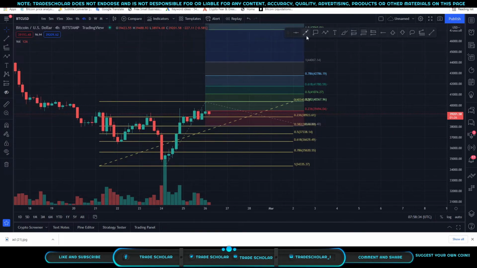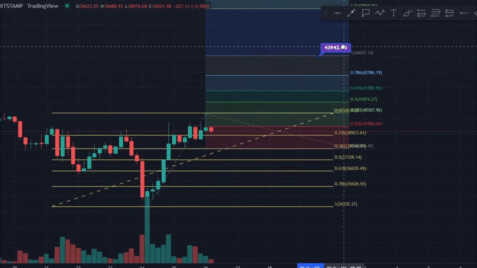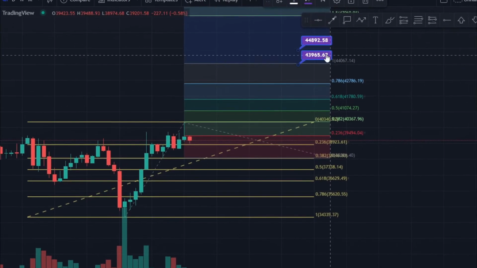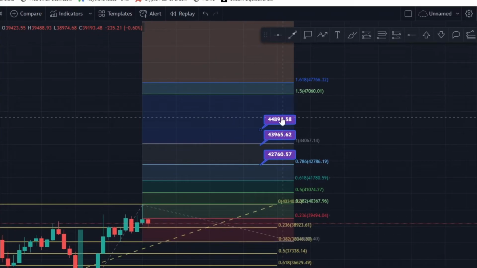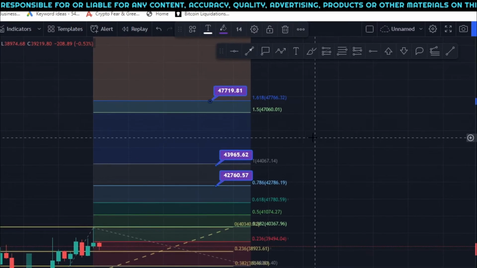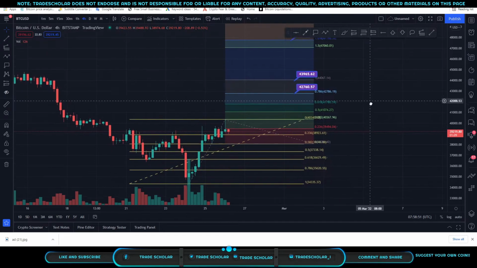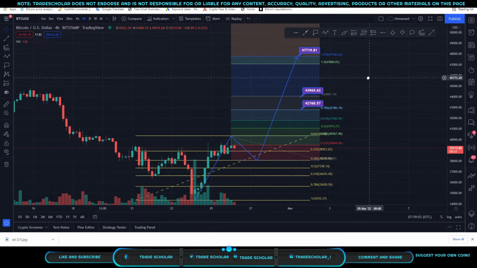You can take profit in 1 here, in 0.786, or in our golden ratio price target, 1.618. So this is for the long position, Fibonacci retracement to the upside. That's the possibility right there.